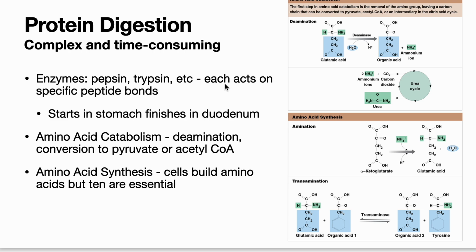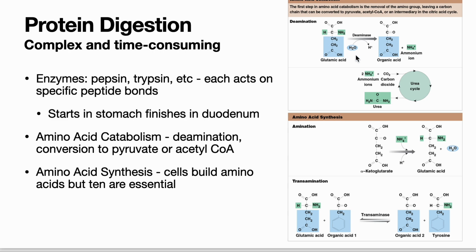There's 20 amino acids. We can make a bunch of them, but 9, I know it says 10 because your book says 10, but it's 9 are essential amino acids. Those ones we can't make, and we have to consume them in our diet.